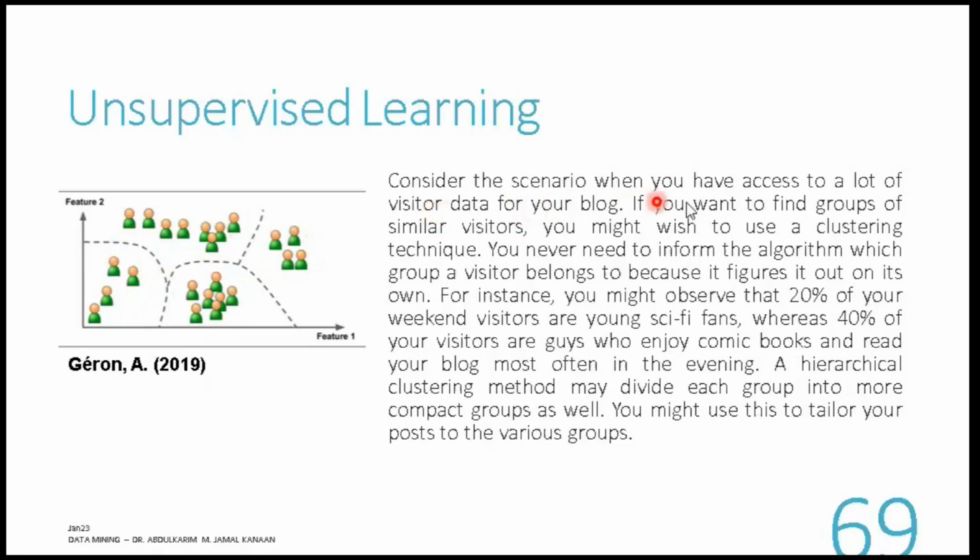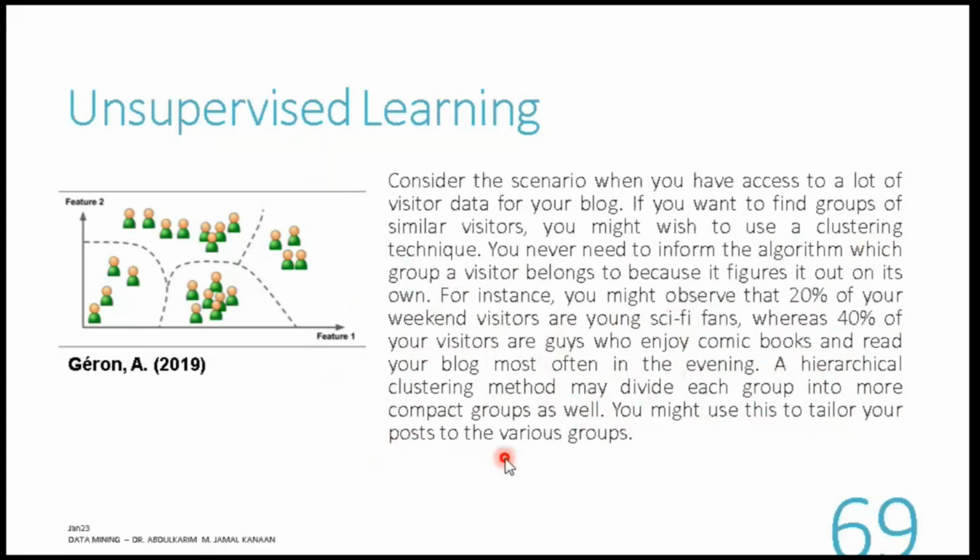Okay, so consider the scenario where you have access to a lot of visitor data for your blog or website. If you want to find groups of similar visitors, you might wish to use a clustering technique, which is unsupervised. For instance, after you do clustering, of course, you might observe that 20% of your weekend visitors, maybe in one cluster, are young sci-fi fans, whereas 40% of your visitors are guys who enjoy comic books and read your blog most often in the evening. Okay? Yeah, there are different types of clustering. Then you might use this to tailor your posts to various groups.